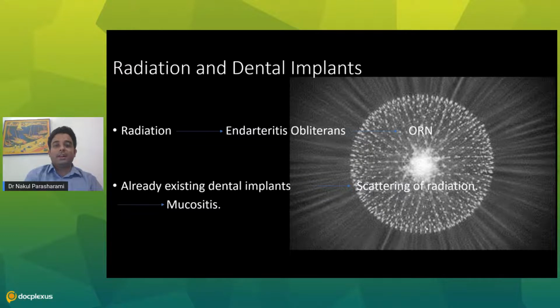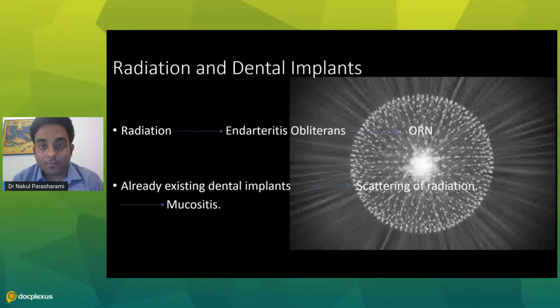So, radiation and dental implants. Dental implants in oral cancer patients are successfully used for dental rehabilitation after bony reconstruction of the jaws, for retention of a prosthetic device. That prosthetic device may be a palatal obturator, or it can be a fixed prosthesis on dental implants.